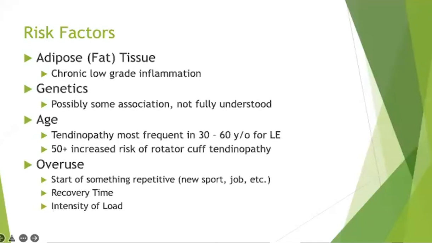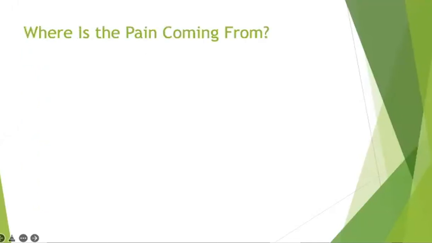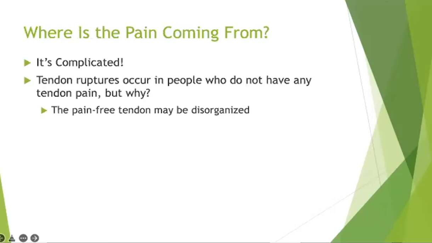So this all leads to the question, where's the pain coming from? And it's complicated. Tendon ruptures occur in people who don't have any tendon pain. But why? We think maybe the tendon underneath the structure may be disorganized, but a lot of those people don't have any pain at all. One of the things that we mentioned earlier is hypervascularization, meaning there's just more blood flow and more nerves. Because there are more nerve endings in the tendon, these can lead to perhaps some more pain.